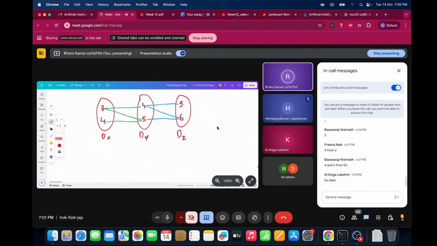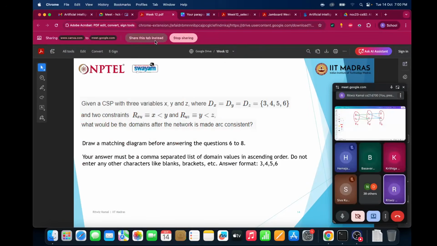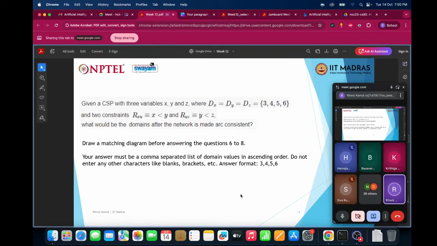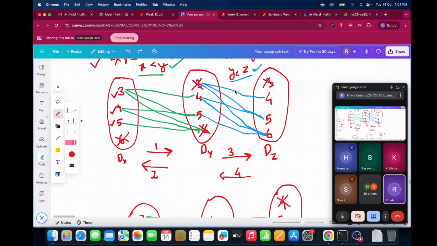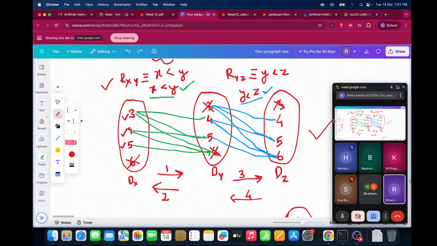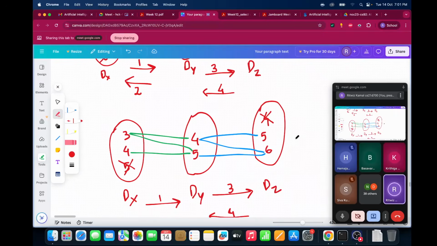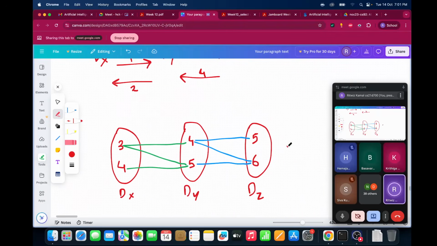Okay, great then. So now let's look at the questions based on these couple of things that we have just done. The first one tells us to draw a matching diagram before answering questions 6 to 8. The matching diagram is nothing but the network that we just drew. This will be the initial matching diagram. Then you will refine it, then it will be reduced to this, which will be the final. Okay, this is the thing.